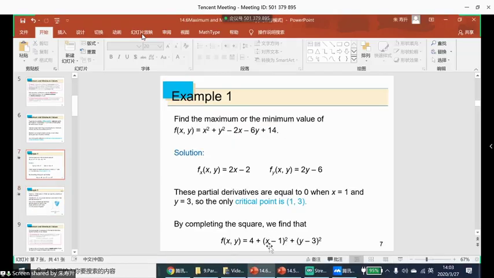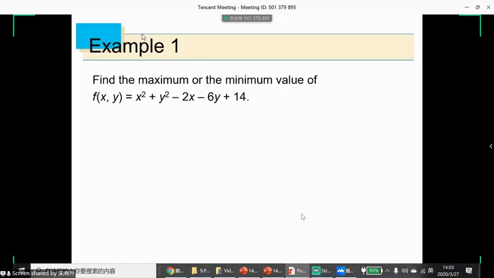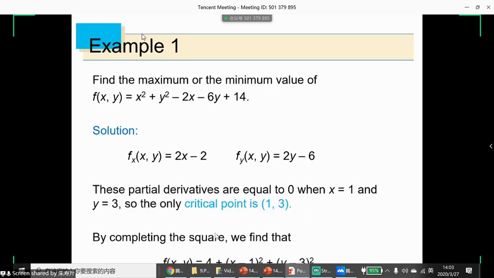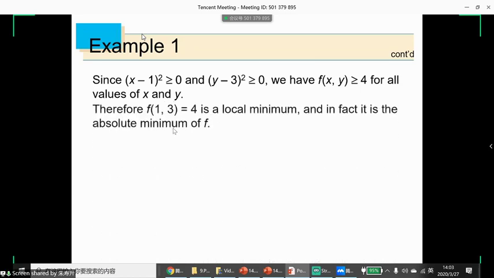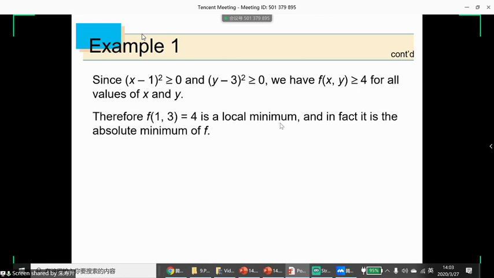So we get this one, and we know this one is bigger than 0, and this one is bigger than 0 also. Then the function is bigger than or equal to 4 for x, y. Then this point (1, 3) is a local minimum.